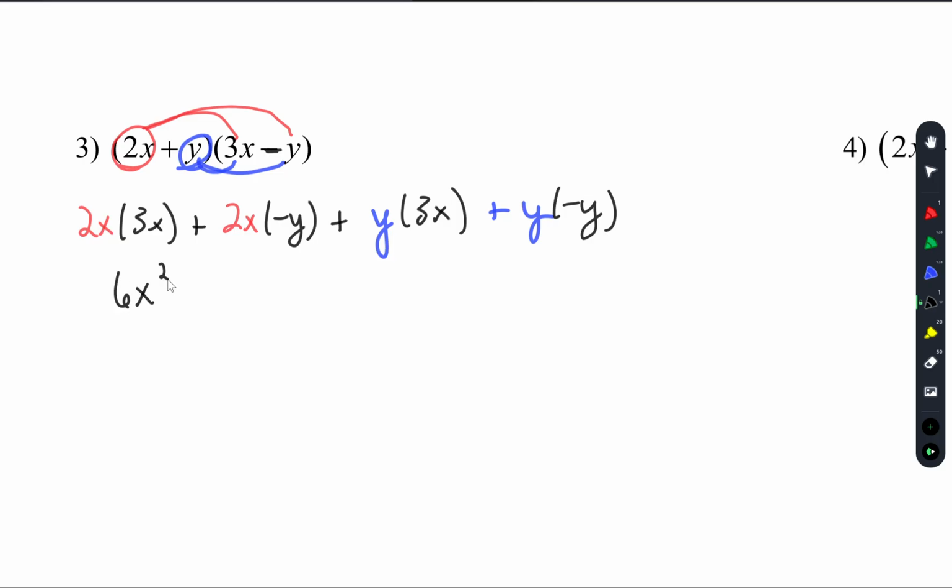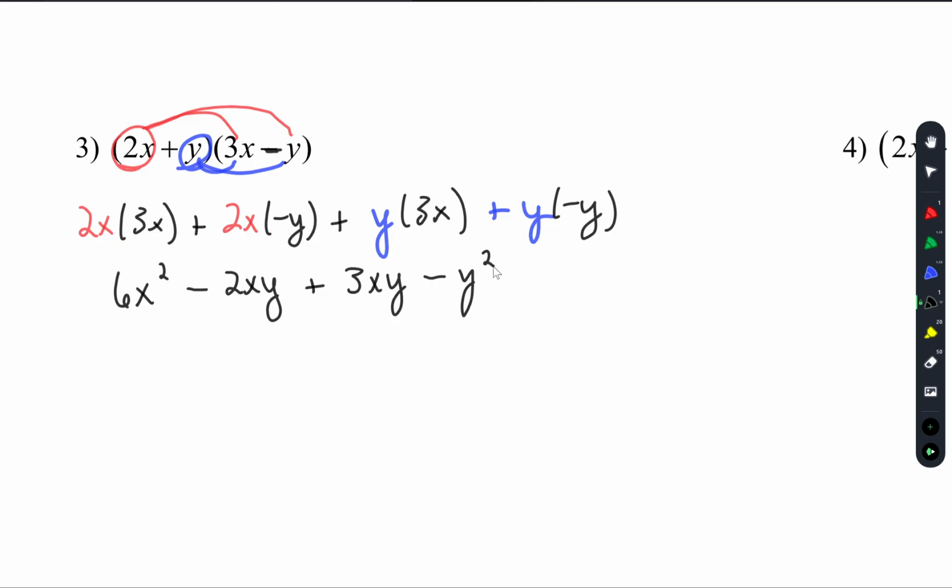Like I said, I already did that first one. I got 6x squared. And this is what I highly recommend for those middle ones: put the variables in alphabetical order, so they look more the same. So I'm going to write this as minus 2xy. The second one, write it as 3xy. That's fine because of the commutative property. You can switch them around. So this would be 3xy because then it looks more like this one. Do you know what I mean? So you don't miss it. And then minus y squared.